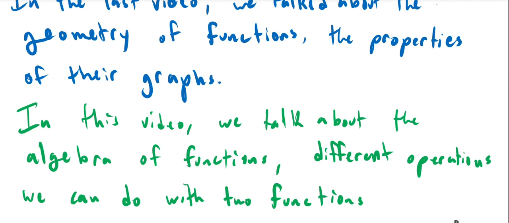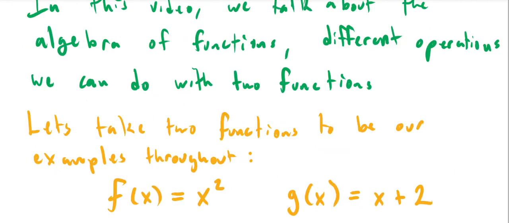Remember, an operation of numbers is something that takes in two numbers and gives us a third number back. In the same way, operations on functions will take in two functions and give us a third function back. So let's take for this entire video two examples to be our leading examples. Let's say f of x is x squared and g of x is x plus 2.